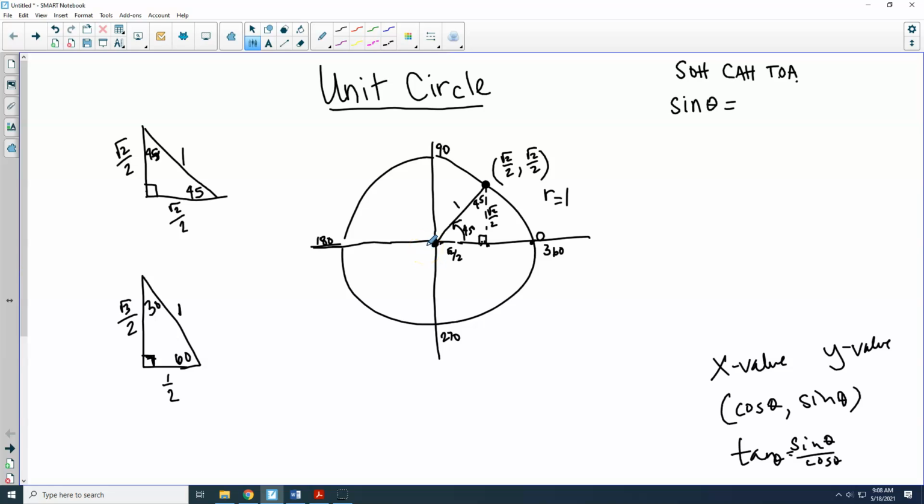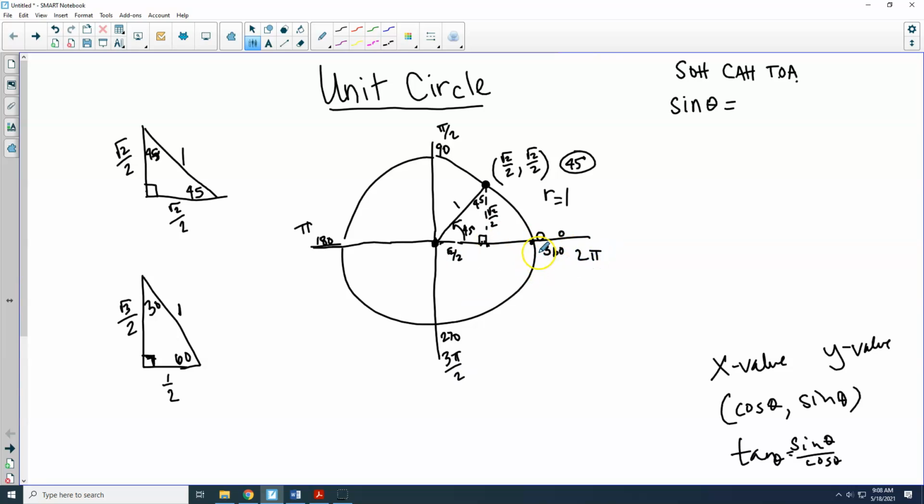Now, that is how we get these coordinates here. That's 45 degrees. And 45 degrees, as we know in radians, this is 0 radians, this is pi over 2 radians, this is pi radians, this is 1.5 pi, right, or 3 pi over 2, and then 2 pi.